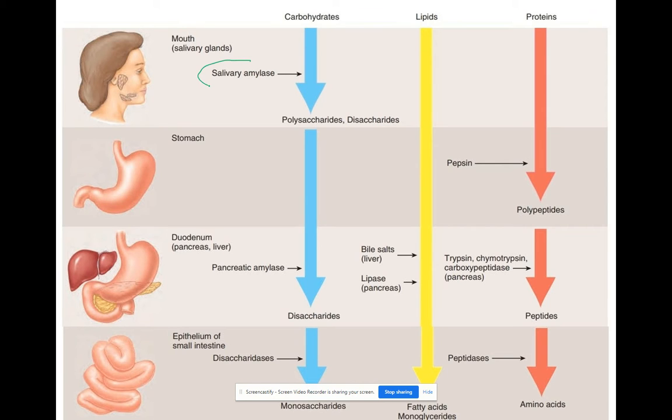We have salivary amylase, pepsin, trypsin, chymotrypsin, and carboxypeptidase. More peptidases down here. And over here we have disaccharidases and pancreatic amylase. And the key thing is a lot of these terms end in ASE. You can see that it's a common thing. What all these things are, they are considered to be what are called enzymes.